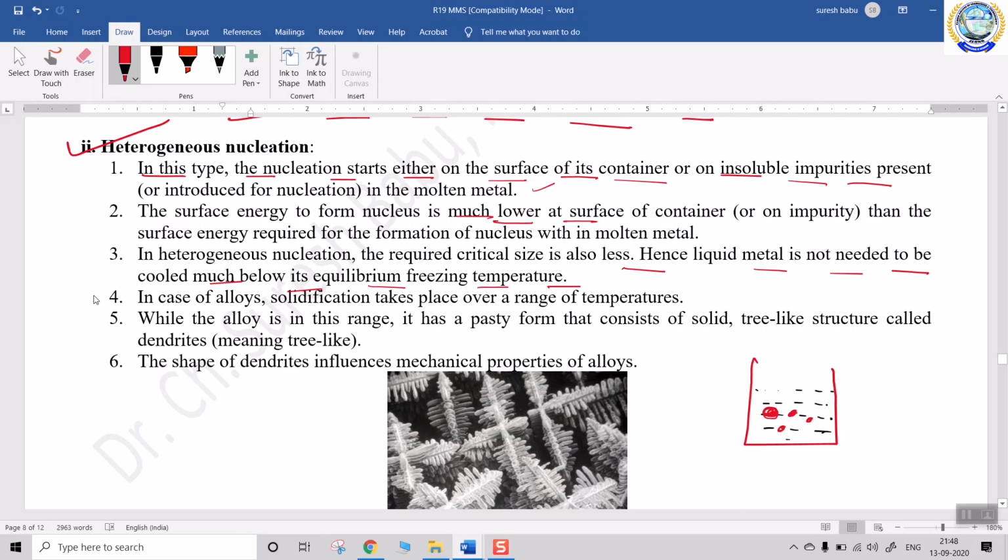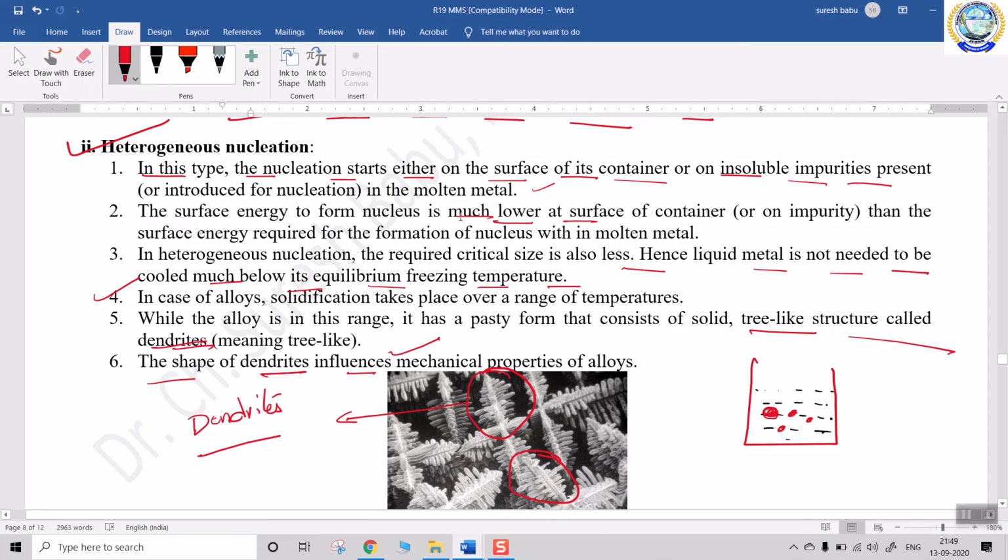In case of alloys, suppose you take alloys, the formation of a tree-like shape is observed, which you call dendrites. Okay, in case of alloys, solidification takes place over a range of temperatures. While the alloy is in this range, it has a pasty form that consists of a solid tree-like structure called dendrites. The shape of the dendrites influences the mechanical properties of the metal or alloys.